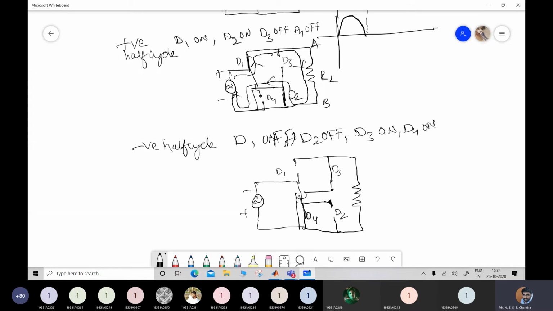Now current flows from the positive terminal here, and from here it will flow through D3. Okay, this A, this B, and from D3 it will flow through terminal A. From terminal A it will flow to terminal B, and again from terminal B it will go to the diode D4. From diode D4 it will go to the negative terminal. Okay, so likewise your circuit current direction will be changing.